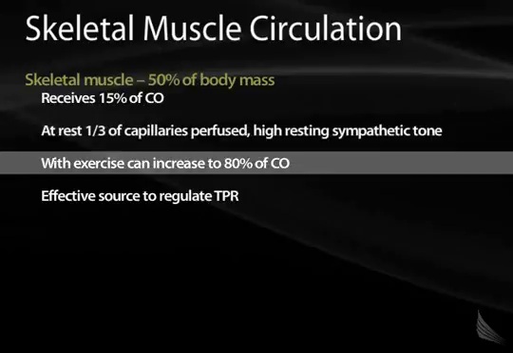With exercise, however, an increased sympathetic tone above the baseline, the perfusion to the skeletal muscle can increase to approximately 80% of the cardiac output.